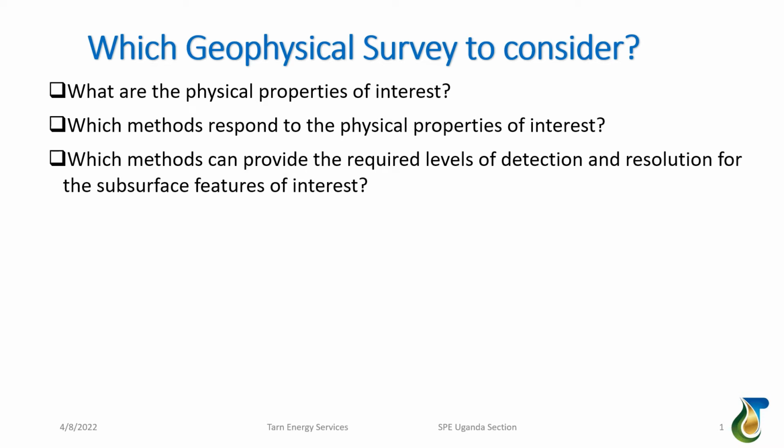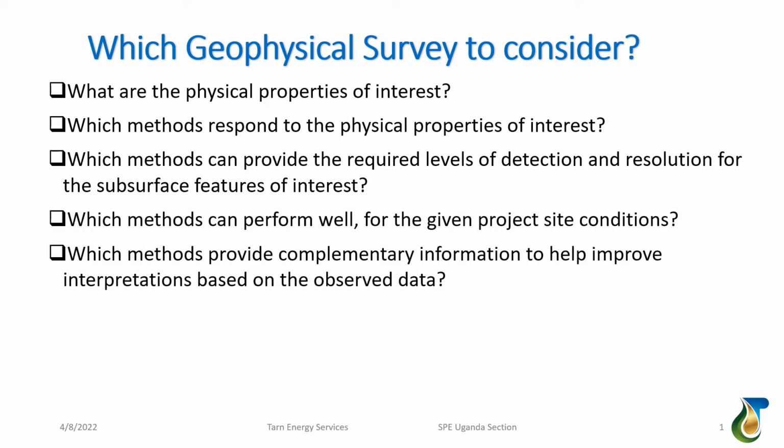Here you find that sometimes my target of interest is maybe a kilometer down, and I may not use the gravity survey method because it can't differentiate the target, or I can't get enough information about a target that is a kilometer away. So which methods can perform well for the given project site conditions?